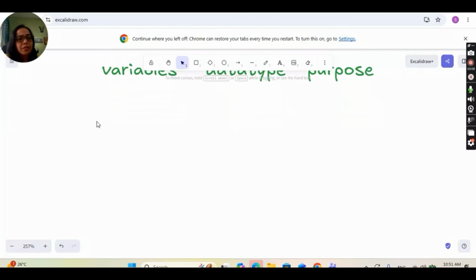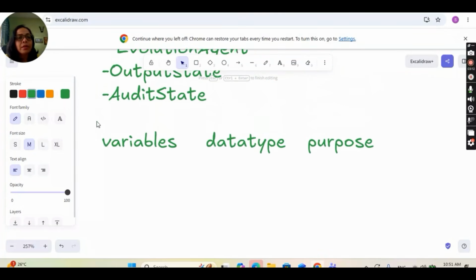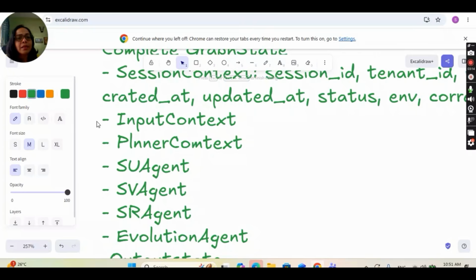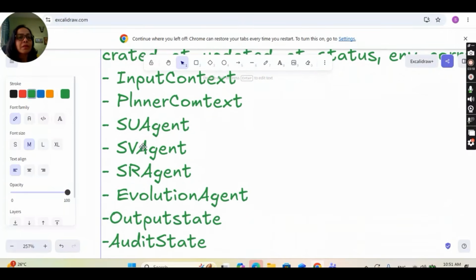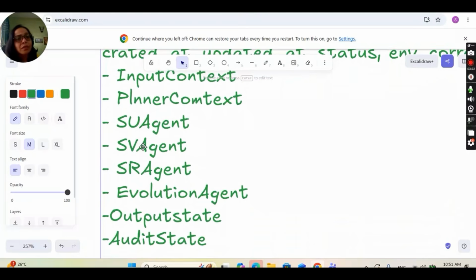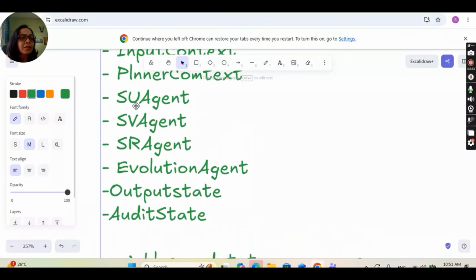So how does this checkpoint happen? After every node the checkpoint happens. These are all the nodes in the graph: session context, input context, planner context. After each node there will be one checkpoint. So for example, if in the SP agent some crash happens, that means everything up to the SU agent, the semantic understanding, has been saved. After recovering from the failure, it will start from the semantic understanding node.